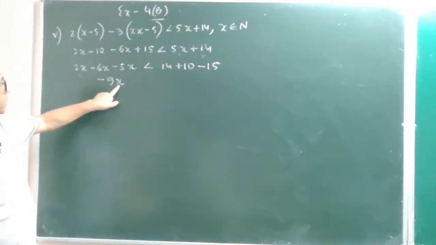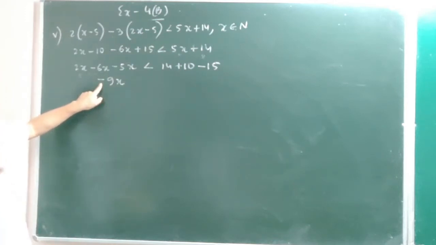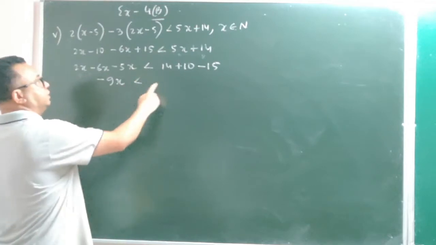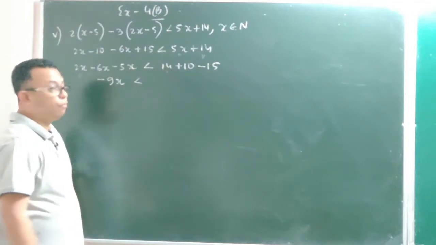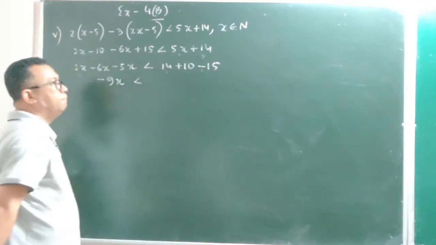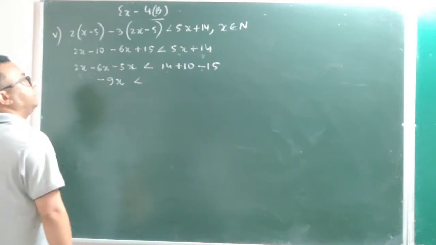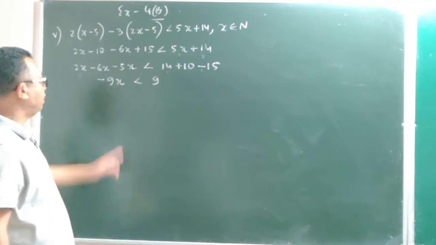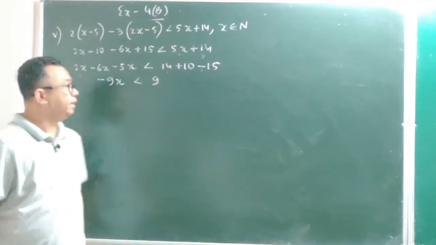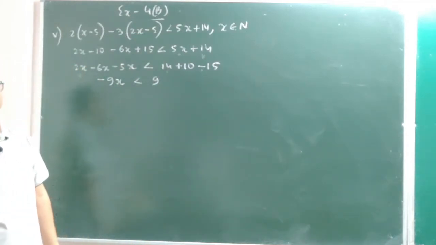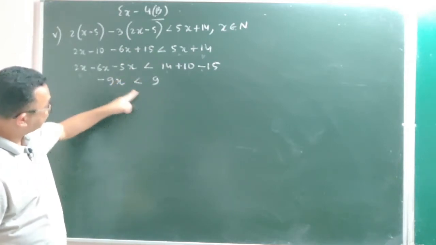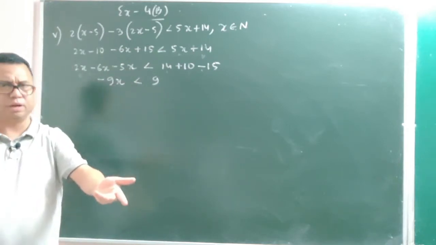Now you can see x I got negative, which I should not get. Now you will see what I am going to do with this. Here 10 plus 14 is 24, and 24 minus 15 is 9. So then we have minus 9x less than 9, and I am looking for the value of x. Now don't take minus 9 that side and divide. If you do that, then you have to change this sign. If facing this side, you have to make it face that side. That way also you can do, no problem.